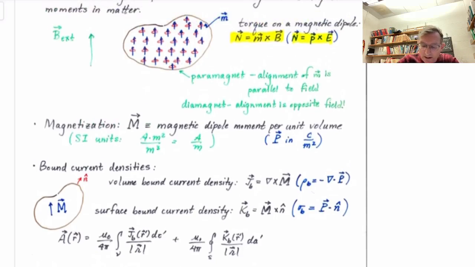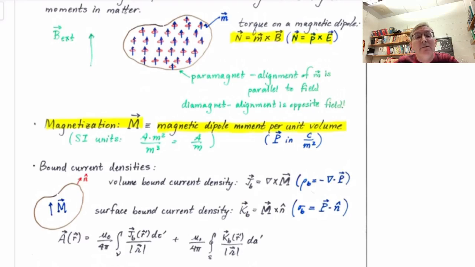However you get it, let's imagine that we've got a chunk of matter that has a bunch of magnetic dipole moments, little m arrow, throughout it. We are going to define a new quantity now called magnetization, capital M arrow. Its definition is magnetic dipole moment per unit volume. Remember in Chapter 4, if we had a chunk of matter in an electric field, we talked about polarization, capital P, which was electric dipole moment per unit volume. Well, this is the magnetic version.